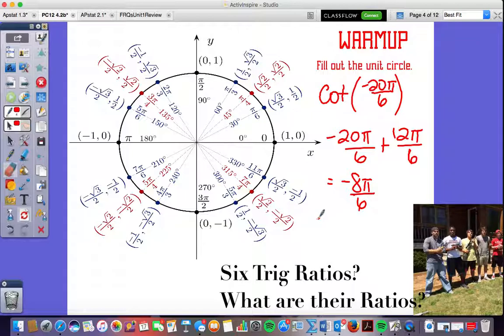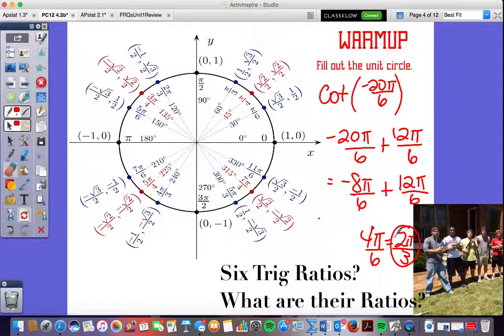I like that better because I can see positives better there. But I would just add this same thing again. So add 12 pi over 6 to get 4 pi over 6. What does that reduce to, Red? Oh, 2 pi over 3. Nice, yeah, that's right. Good.